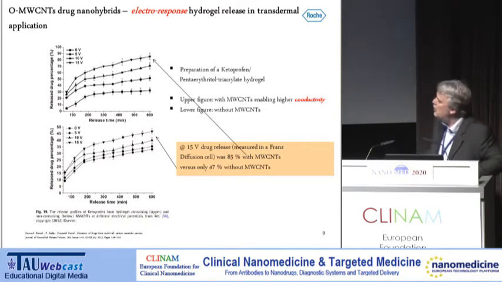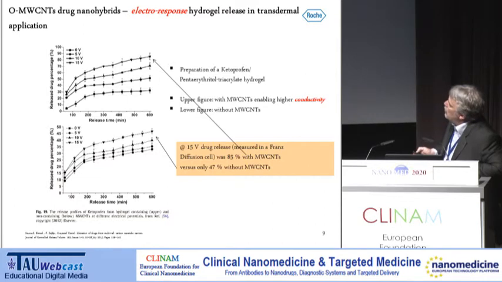This is an example of a hydrogel where, under the influence of a certain voltage, the drug release can be promoted. In this case, ketoprofen was used in a hydrogel, and the drug release could be boosted up to 85% with these nanotubes, in comparison to only 47% without.